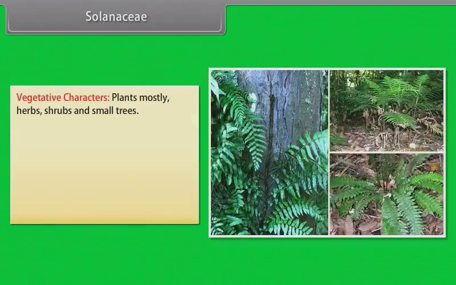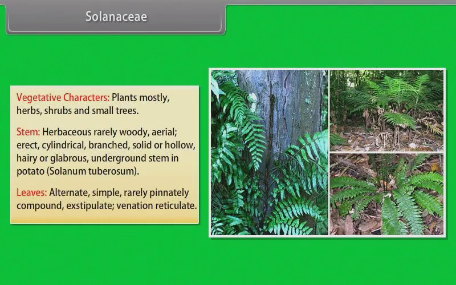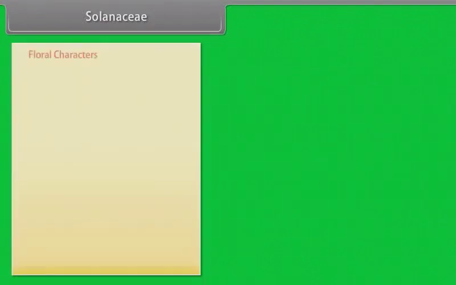Vegetative characters. Plants mostly herbs, shrubs, and small trees. Stem herbaceous, rarely woody, aerial, erect, cylindrical, branched, solid or hollow, hairy or glabrous, with an underground stem in potato, Solanum tuberosum. Leaves alternate, simple, rarely pinnately compound, exstipulate, venation reticulate. Floral characters.